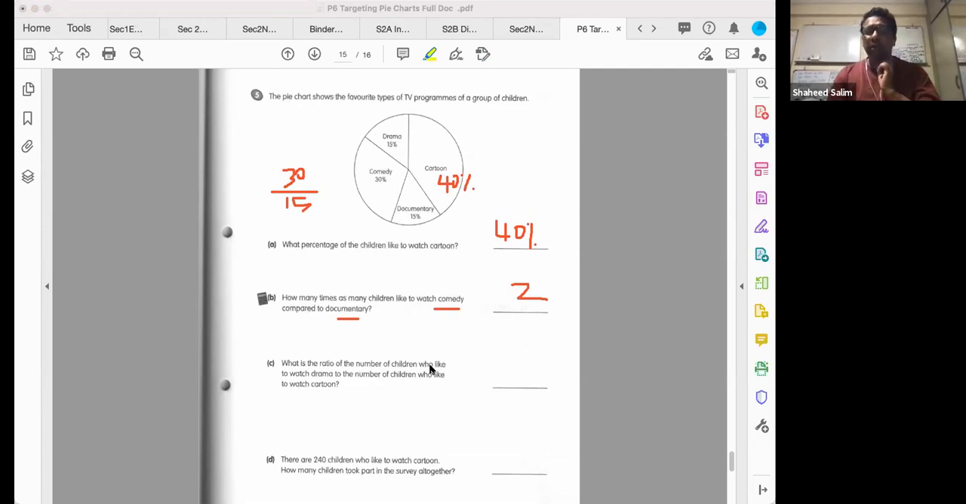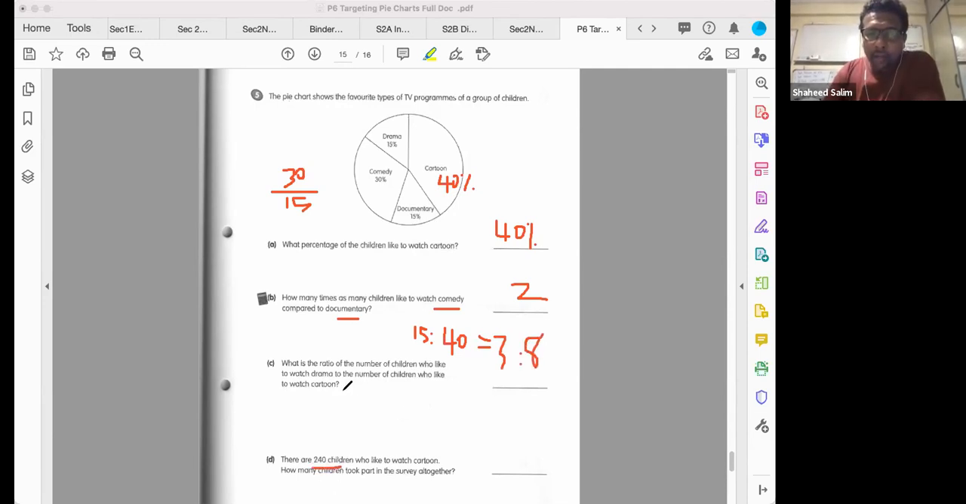They ask you now, children who like to watch drama is 15%, ratio to the children who like cartoon, 40%. So this one, Ilhan, you must divide by 5, divide by 5. What do you get? You get 3 is to 8. I repeat, 3 is to 8. The last one.